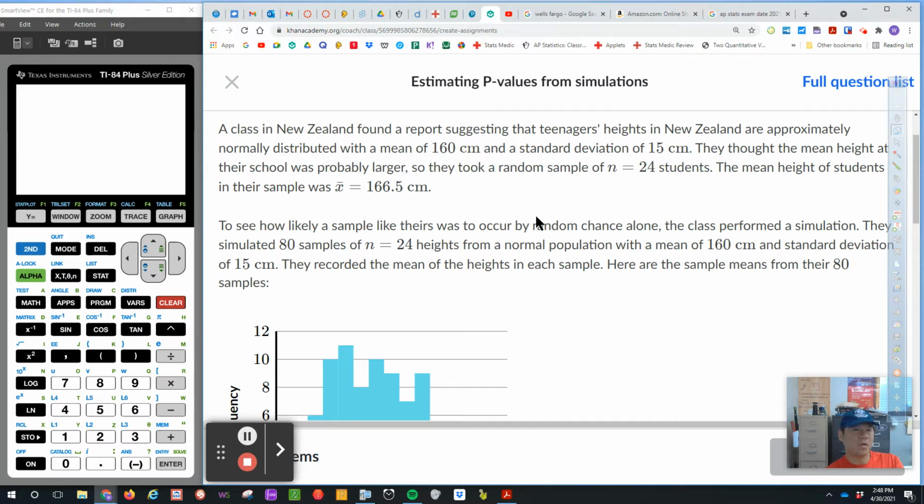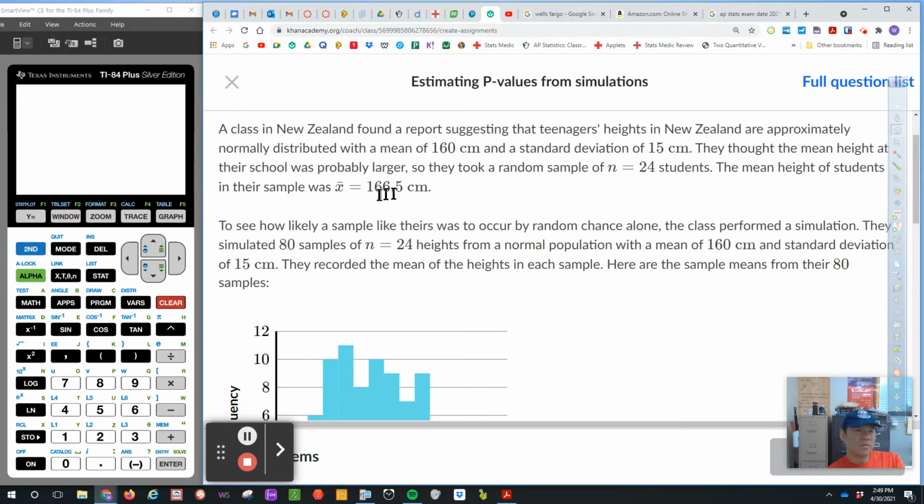So, a class in New Zealand found a report suggesting that teenagers' heights in New Zealand are approximately normally distributed with a mean of 160 centimeters. Not very tall. 160 centimeters and a standard deviation of 15 centimeters. They thought that the mean height at their school was probably larger. So they took a random sample, n equals 24, right? Students, the mean height of students in that particular sample had x bar equals 166.5.